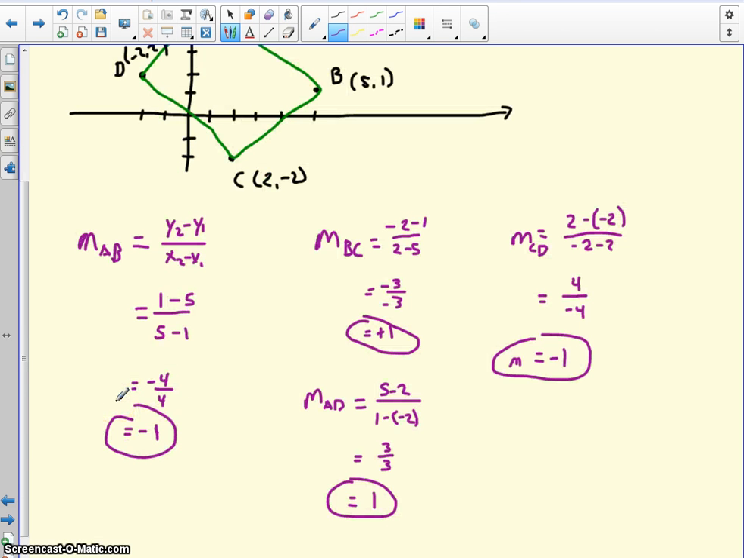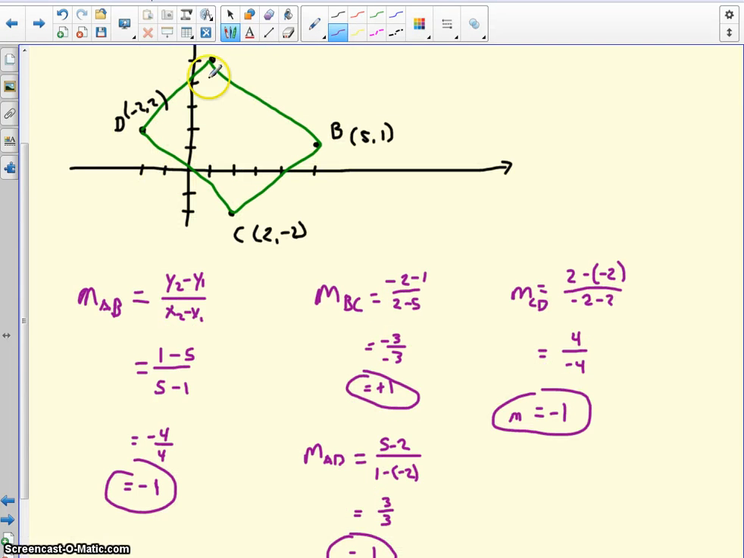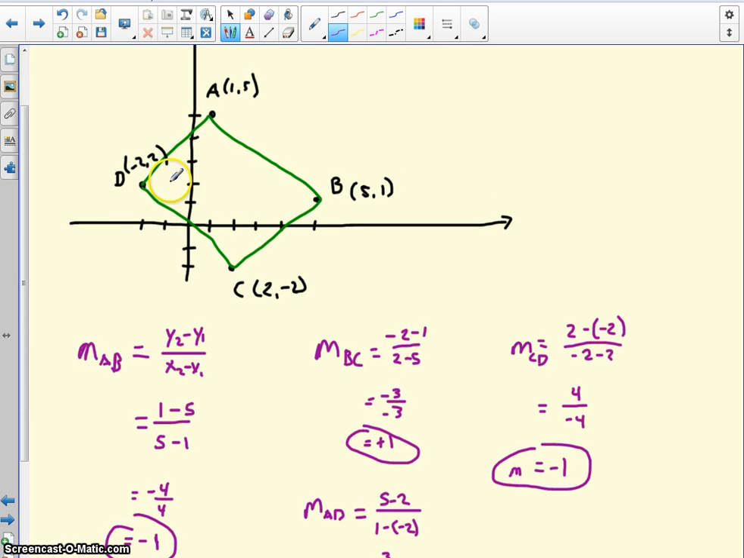Okay, so if you look at all my slopes here, two of my slopes, AB and CD, these two sides right here, have slopes of negative 1. The other two sides have slopes of positive 1. So let's think about what this means first. We're trying to put all of this information together. Right now the sides AB and CD have the same slope, so they're parallel to each other. And ditto with the sides AD and BC. They're the same slope, so they're parallel to each other.